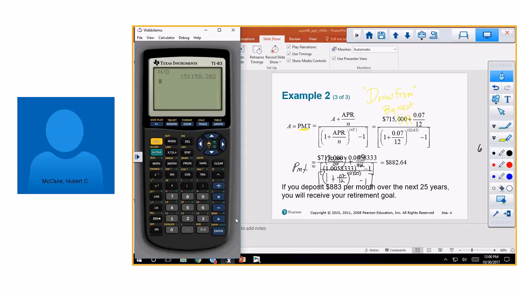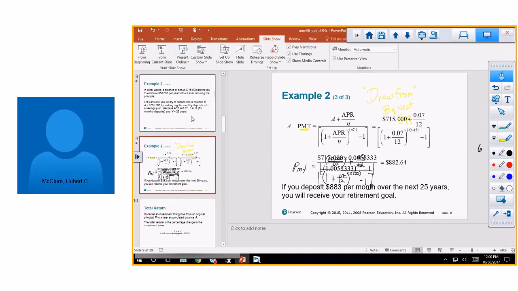That's not right. I can't see. Let's see, 12 times 15. Oh, we did 12 times 25. It must have been 15 years. Was it 15 years or 25 years? I thought it was 15. I thought it was 25. Okay, we'll have to look and see. Hold on, let me go back.